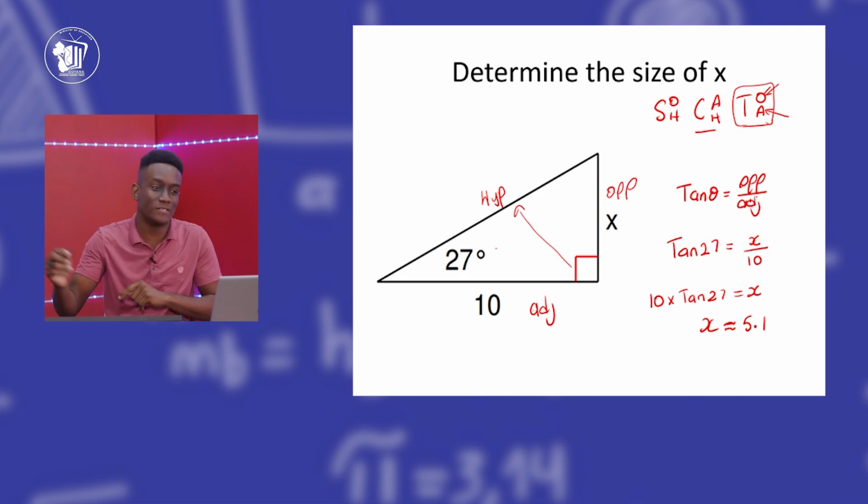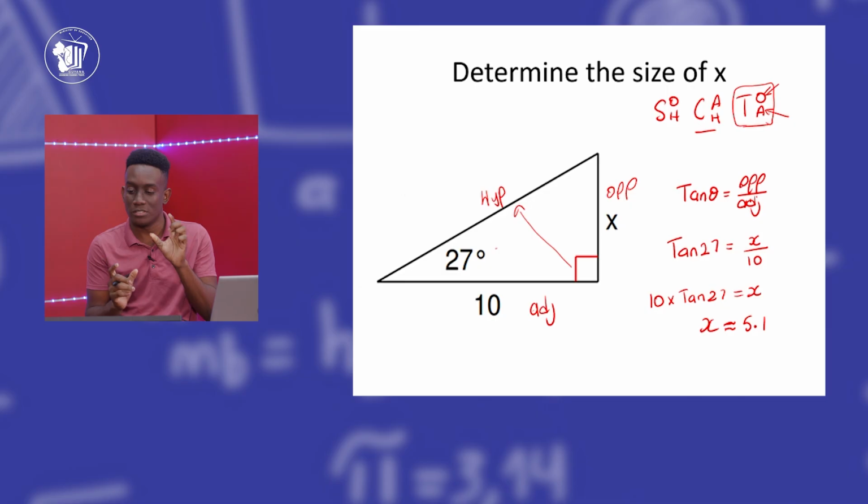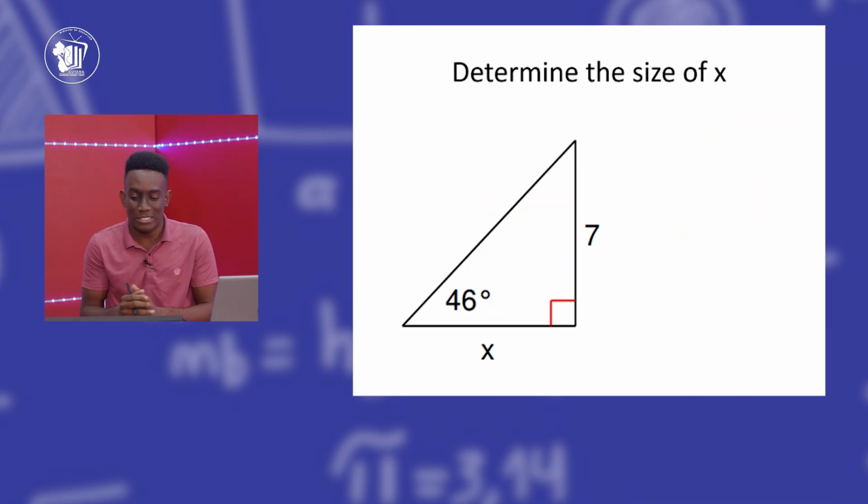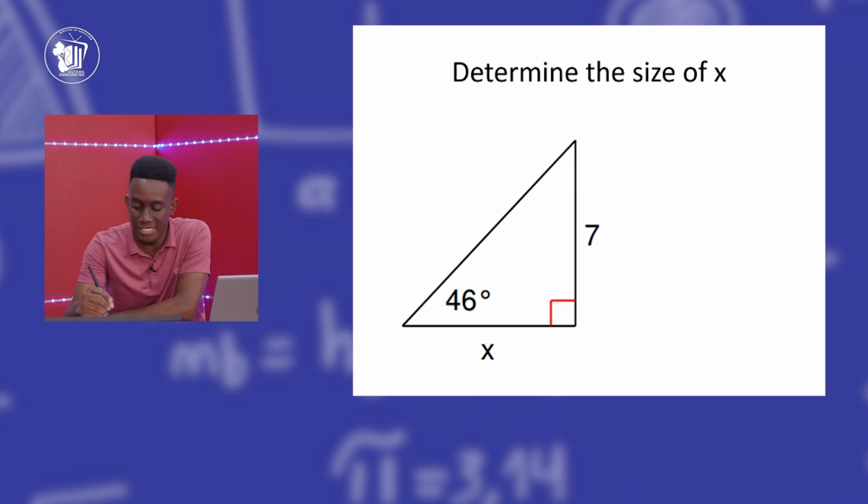Step 1, label. Step 2, find a suitable ratio. And step 3, substitute, and then we solve. So let's look at another one. In this case, we see 46 would be the degree of reference, so that would be theta. Let's label now. The side opposite the right angle will be the hypotenuse. The side opposite the angle that we are given would be the opposite. And here would be the adjacent side.